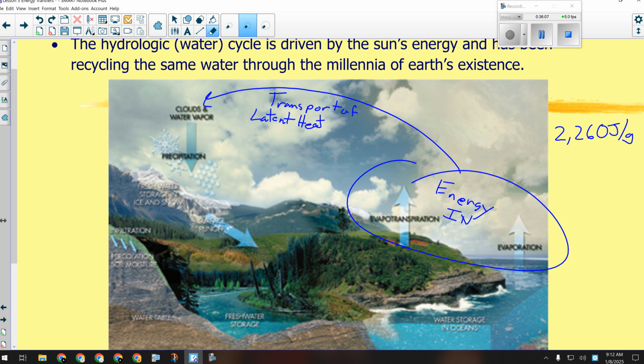All right, so energy goes in when water evaporates and turns into a vapor. It's transported in storms by wind as latent heat. And then here, the energy is released. When precipitation happens, the energy is released. The condensation process is actually the part that releases the energy.